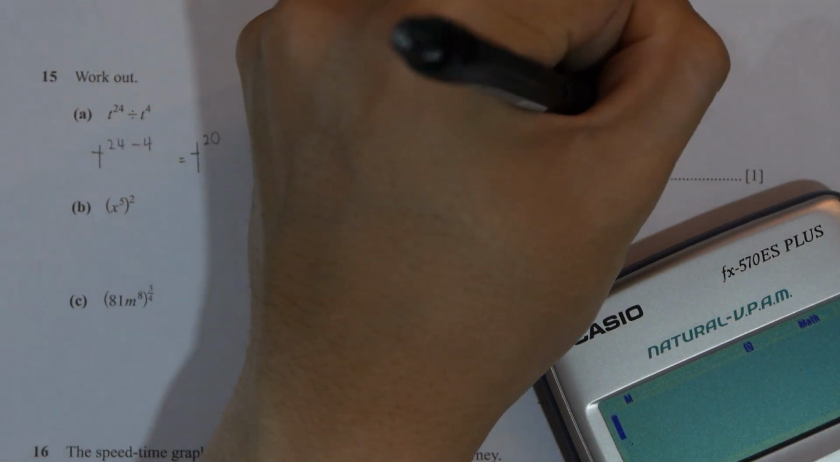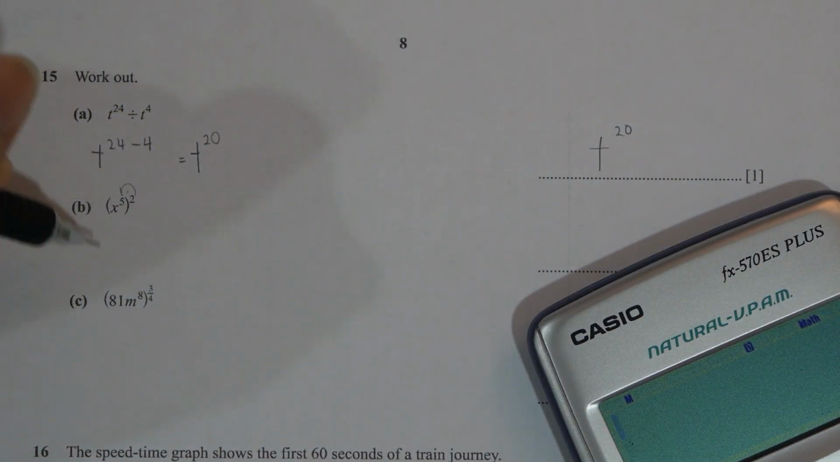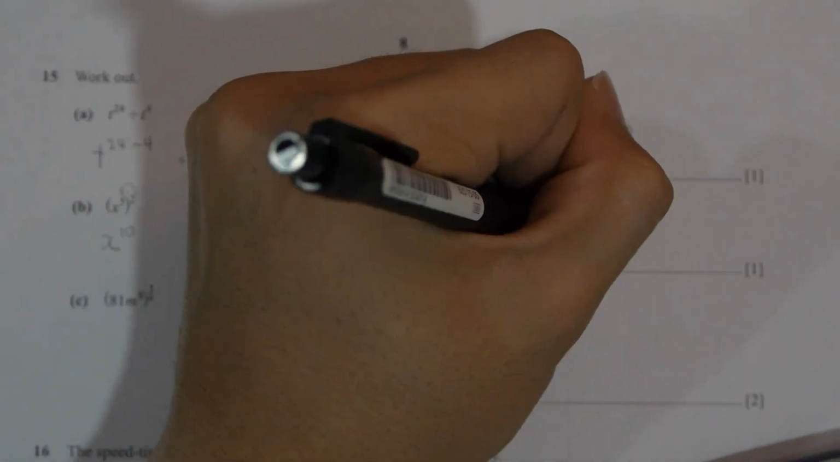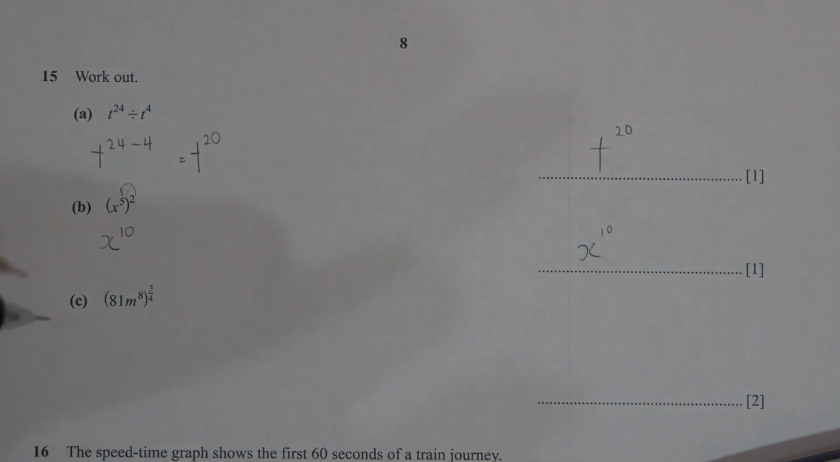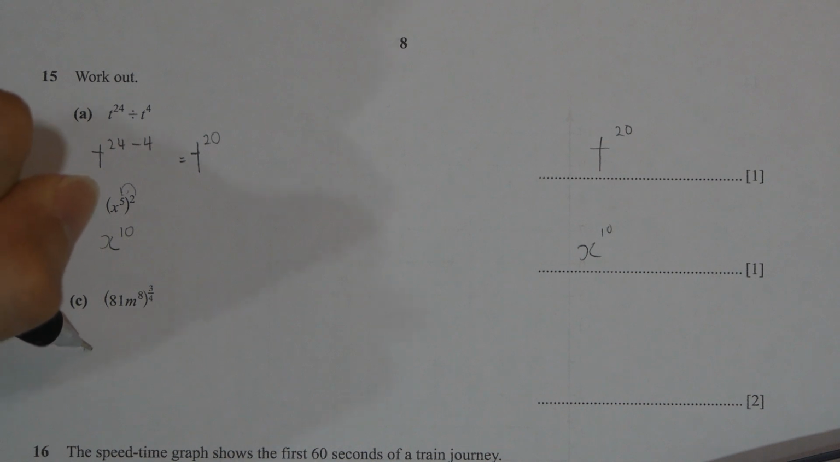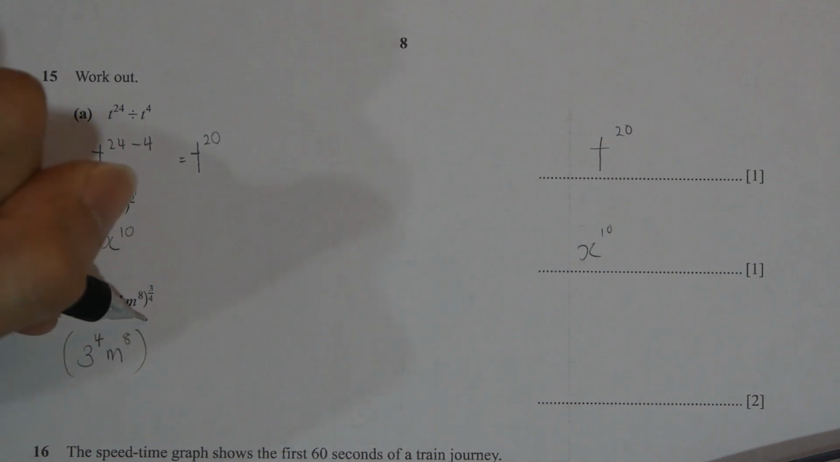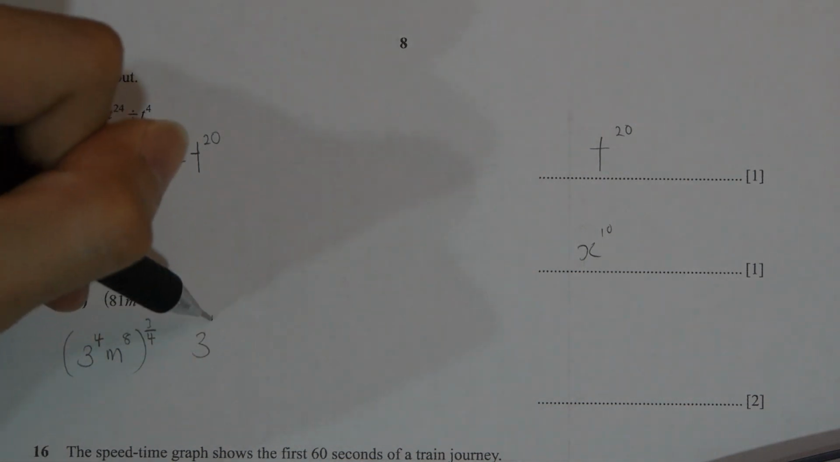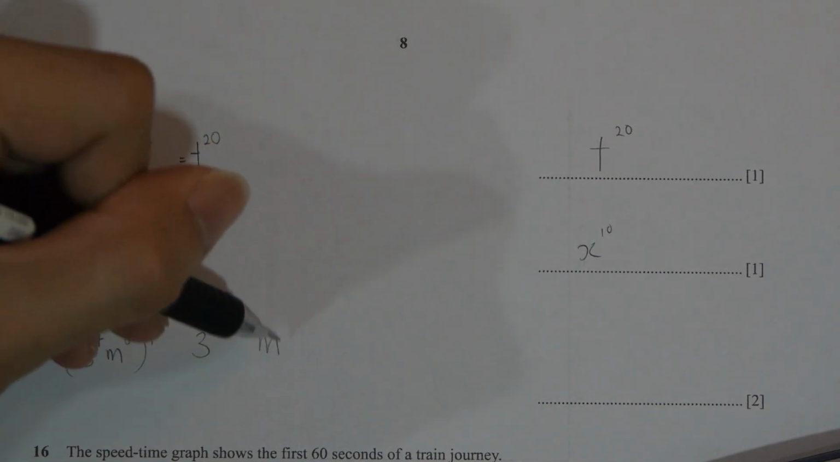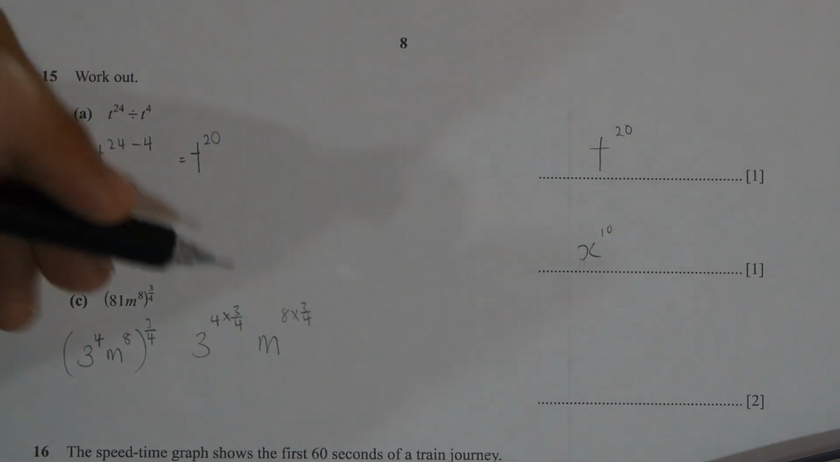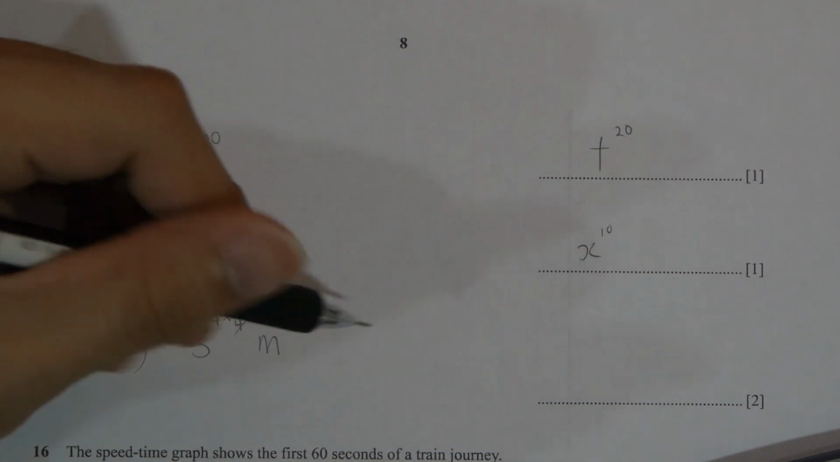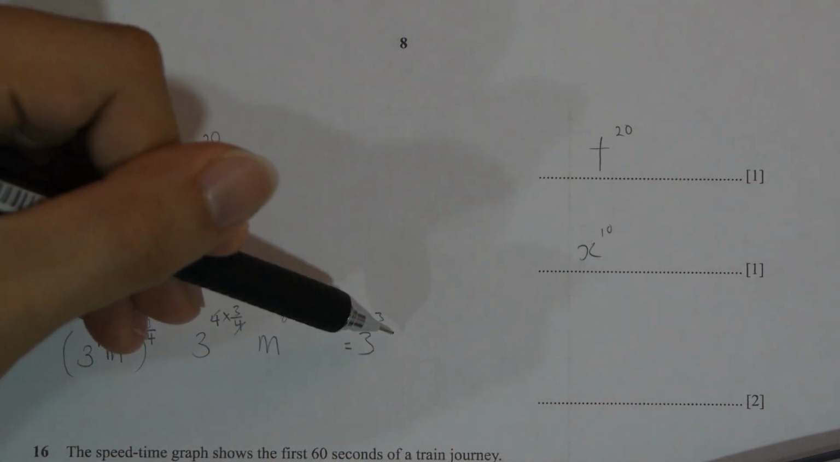Okay, so question 15 is about indices. First thing first, T24 minus 4, you get the final answer. And then if it is x to the power of 5 bracket to the power of 2, the 2 is required to multiply into the 5. For the last question, I actually changed the 81 into 3 to the power of 4. Then only I multiply the power of 3 over 4 into 3 and m. So after you do the calculation, you will get 27 m to the power of 6.